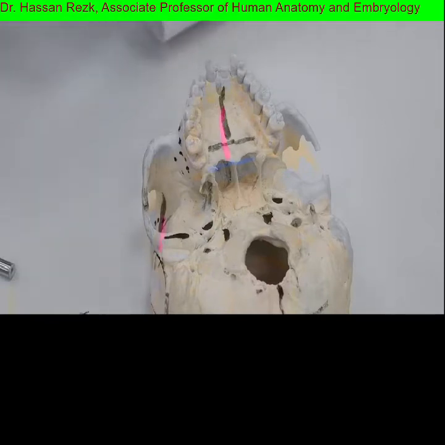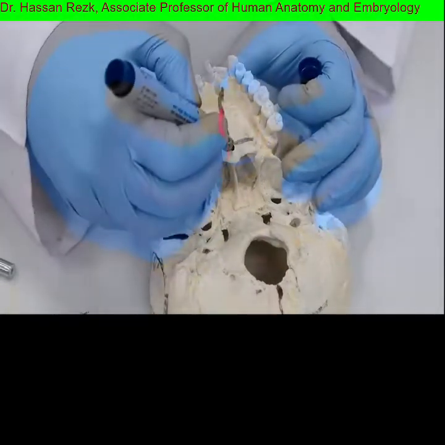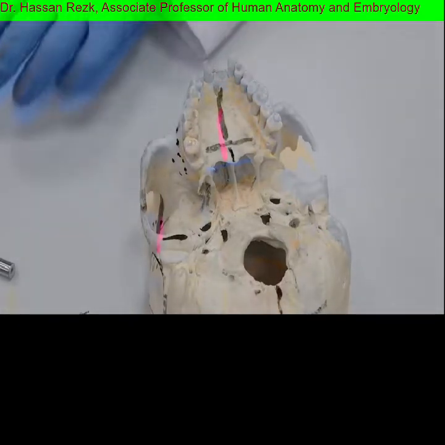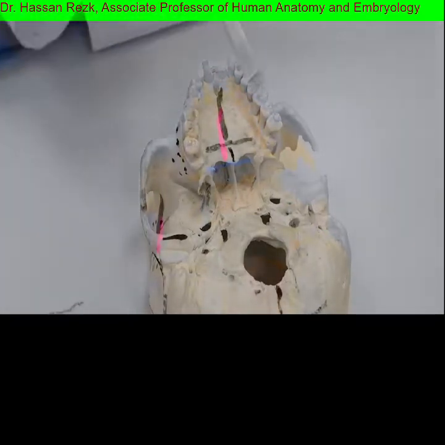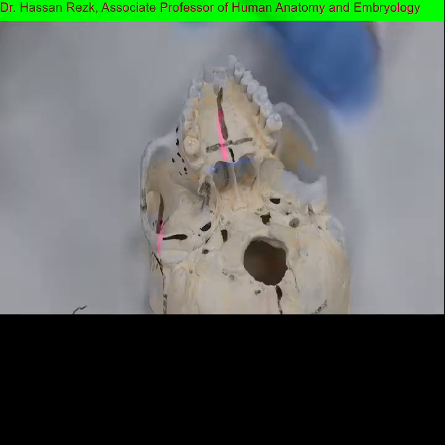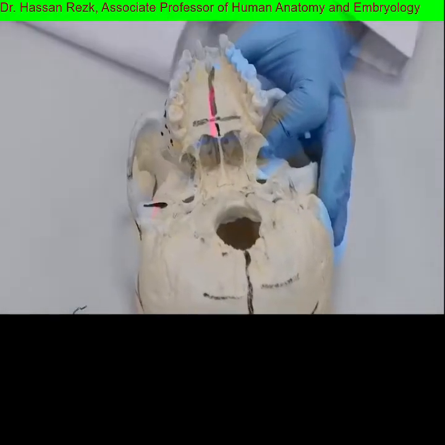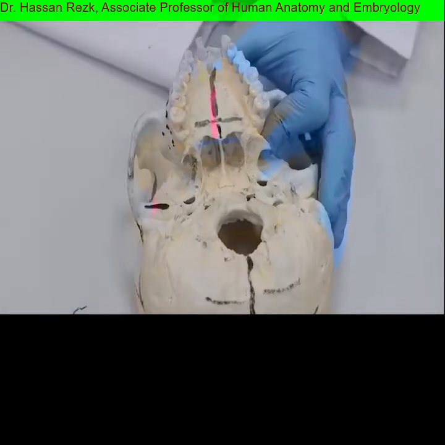And finally, we have this small suture, which is known as the interpalatine suture, because it separates the two horizontal plates of the palatine bones. And these are the bones and the sutures forming the hard palate.